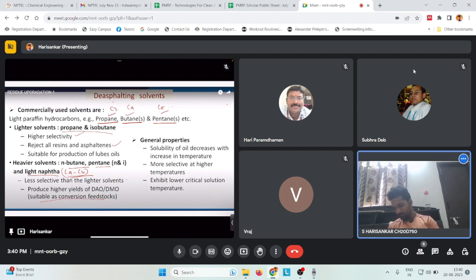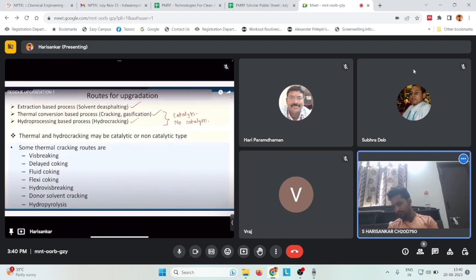Suitable as conversion for, okay, 1 second. So solvent deasphalting. Okay, fine, fine. Okay.